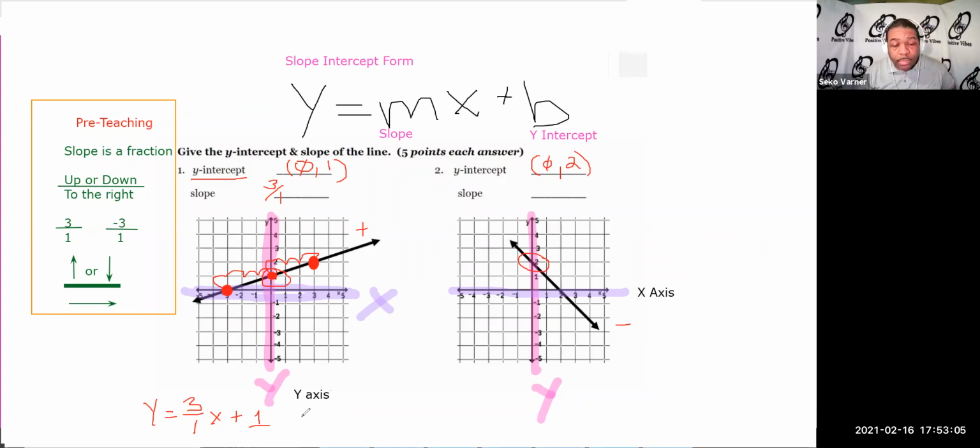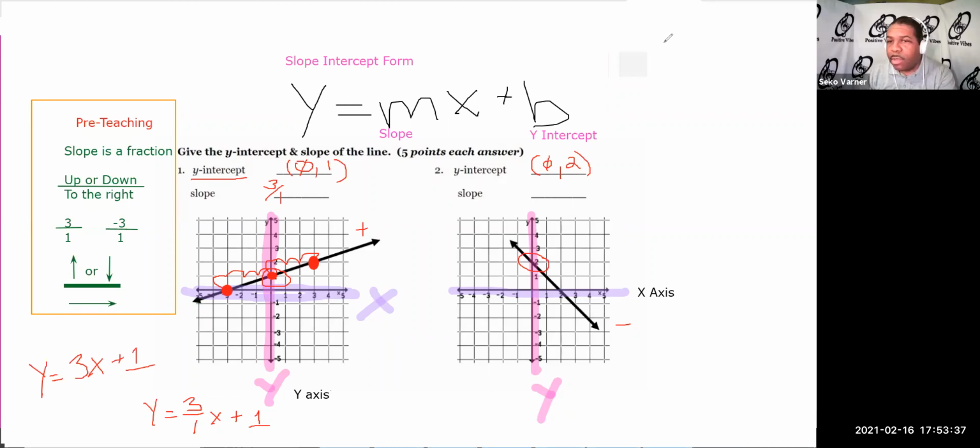Now, or we could even write it this way. Y equals 3x plus 1. So anytime you have a number over 1, like 9 over 1, it equals 9. It's the same thing. So if you see that, it's the same thing. Okay, so we answered this one.